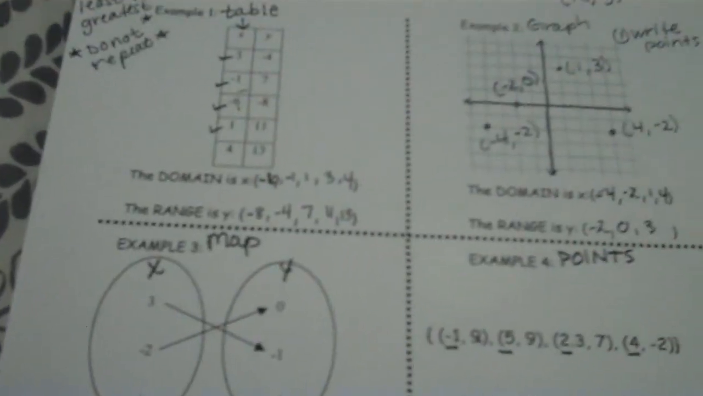Okay? So, before we go, this is domain and range. We saw a table, we saw a graph, we saw a map, and we saw points. And in a previous video, we've seen equations. So 5 different ways to represent domain and range, and you need to know all of them. Pretty simple, but you just need to understand how to write it down. If you have any questions, let me know.